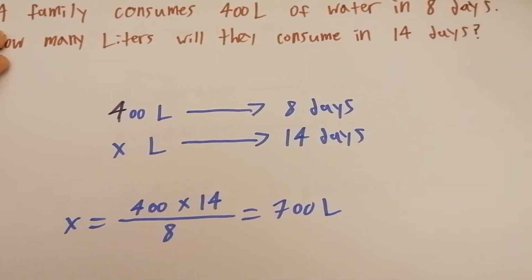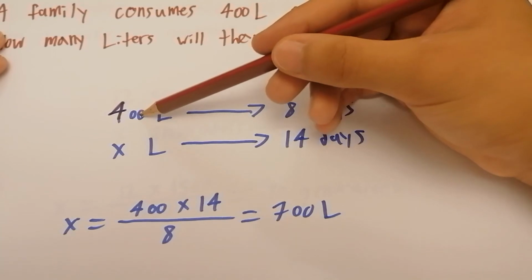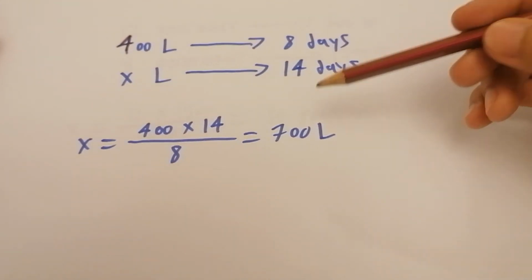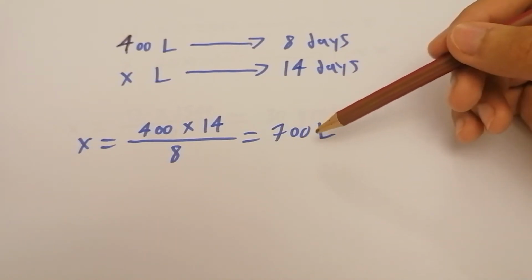So if we have a direct proportion, we will cross multiply 400 by 14 and divide it by 8, which gives us a total of 700 liters consumed in 14 days.